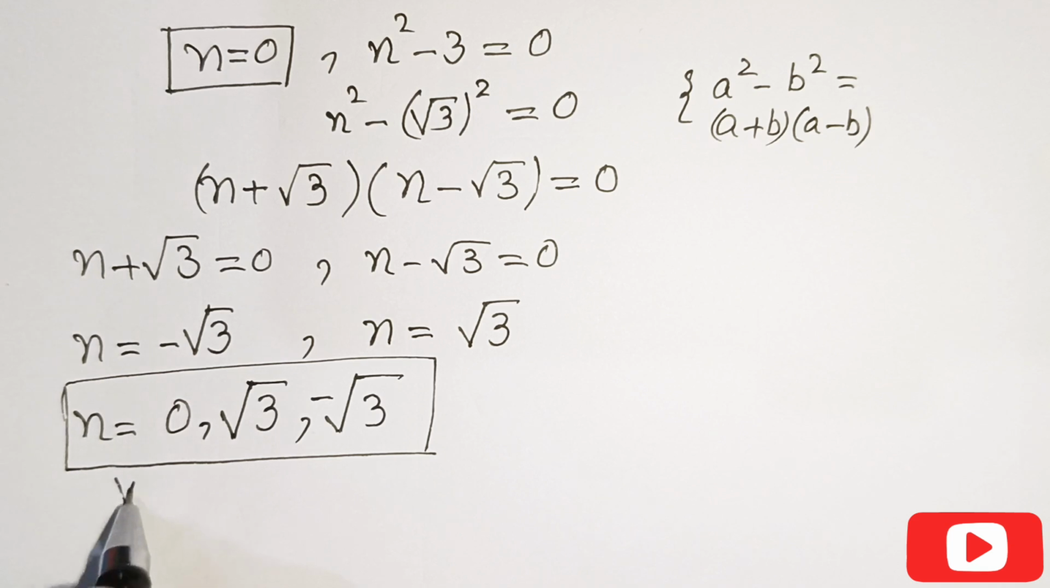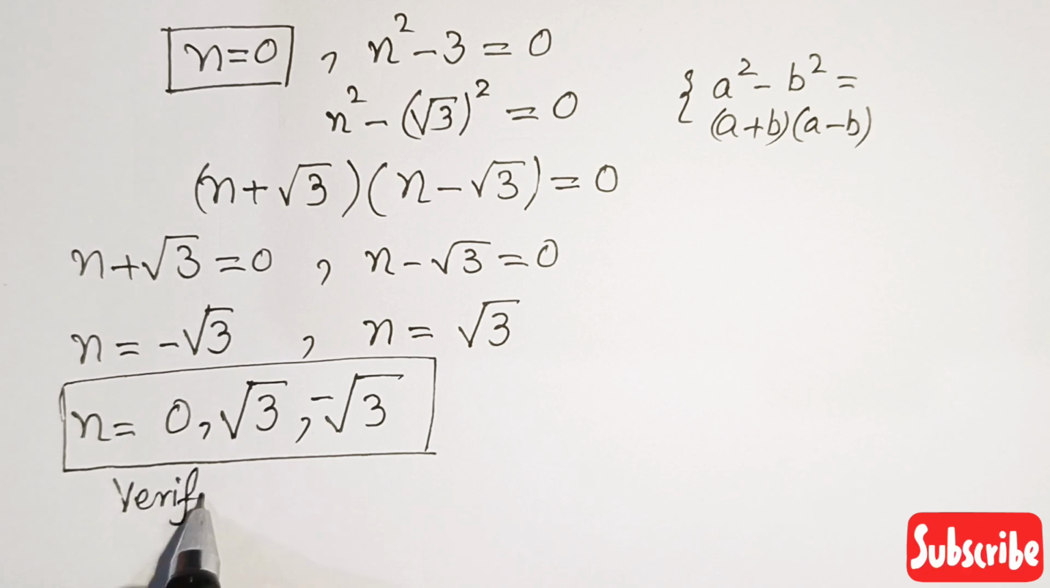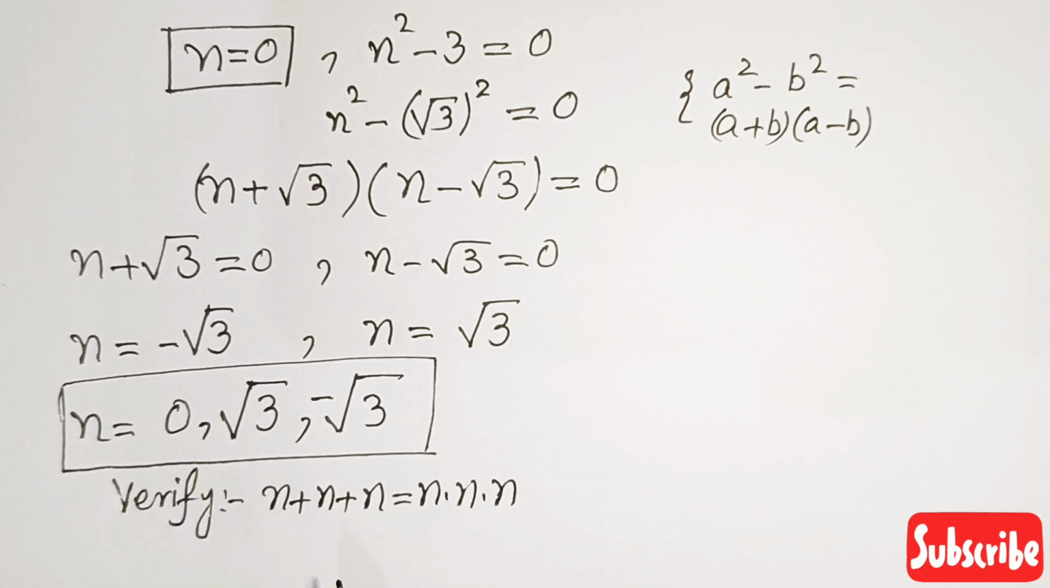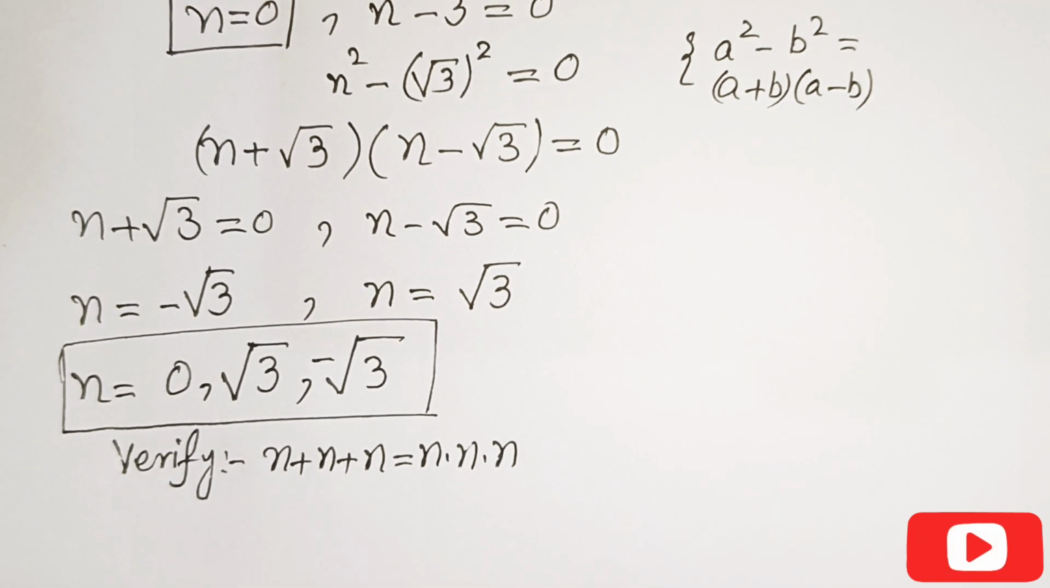For verification we have to recall our problem, that is n plus n plus n is equal to n times n times n. Now putting the value 0, it is simple: 0 plus 0 plus 0 is equal to 0 times 0 times 0. We get the same result on both sides.